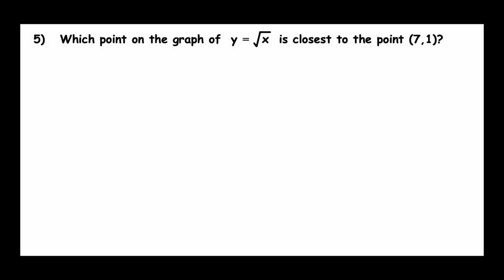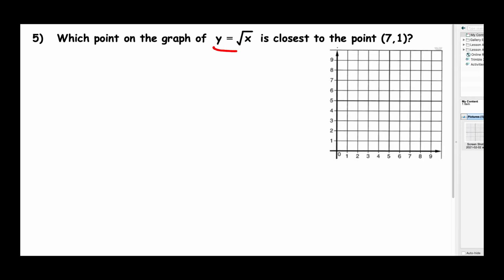Number 5. Which point on the graph y equals square root of x is closest to the point (7, 1)? I always like a picture. So y equals the square root of x would go through the points (0, 0), (1, 1), (4, 2), and (9, 3). Okay, so it's got some curvature to it, a typical square root looking graph. And of course the point (7, 1) just sits right here.